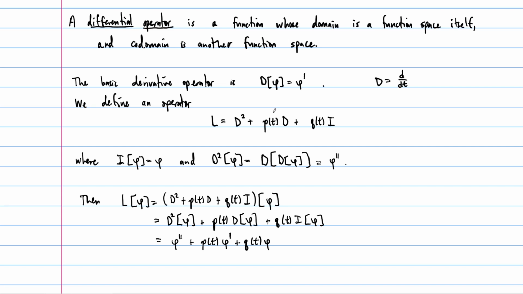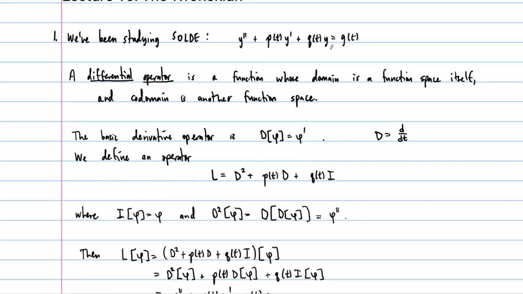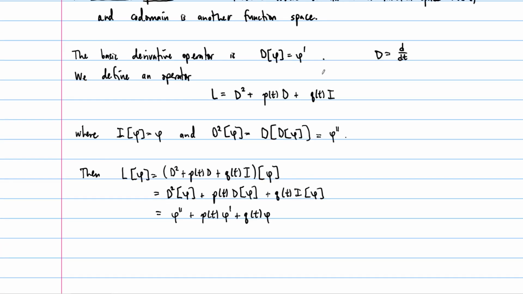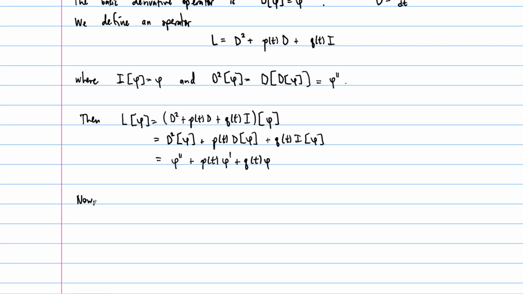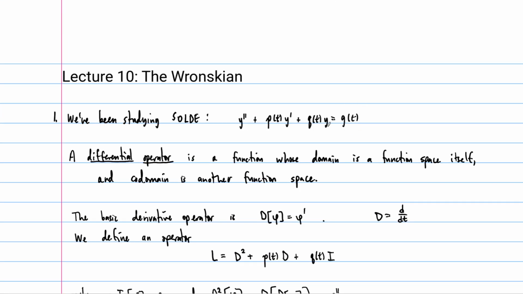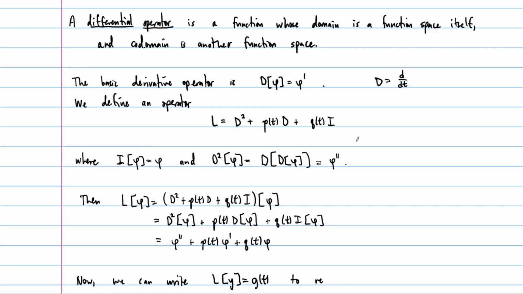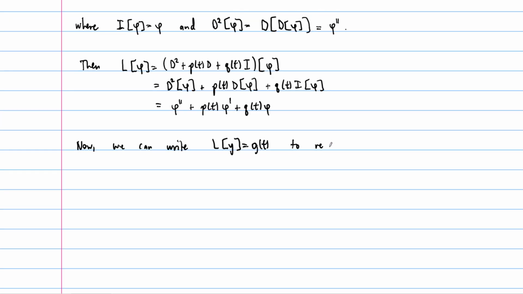So this ends up being the left-hand side of our linear differential equation up here. And the benefit of all of this setup is that now we can write the following. We can write L of y equals g of t, in the terms that we've set up here, right? So we have a general g of t up here. So L of y equals g of t represents our second order linear differential equation. Okay, so this is just some notation to get us started here.